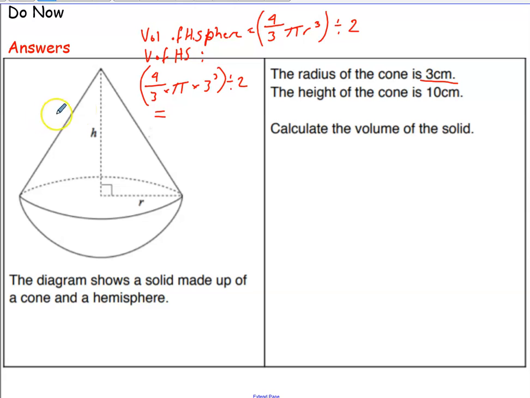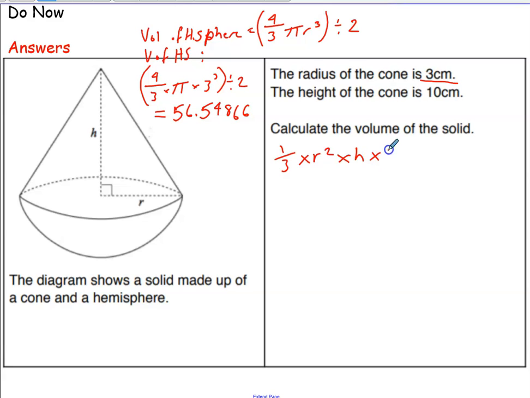So that gives me an answer of 56.54866. Okay, so the next thing we're going to do is work out the volume of our cone. So the formula for the volume of a cone is r squared times h and times it by a third because we only want the volume of the cone, times pi.